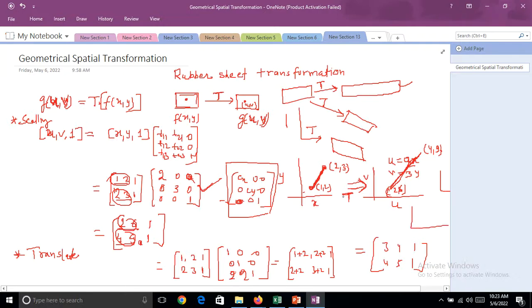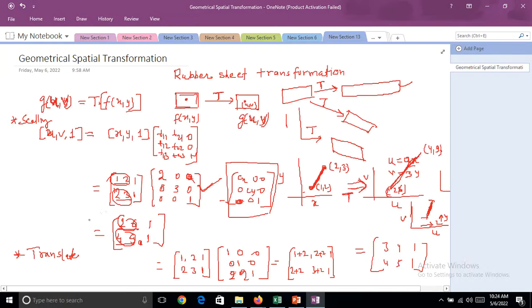So simply this whole line shifted to other location with length and angle same. Length of the line and angle will be same, only shifting by 2 unit x direction and 2 unit y direction. Only shifting. Okay, that is called translation.